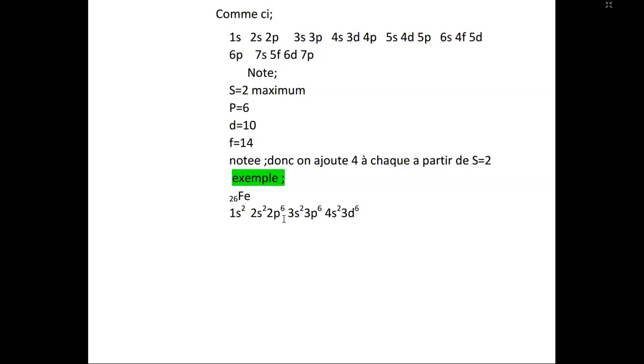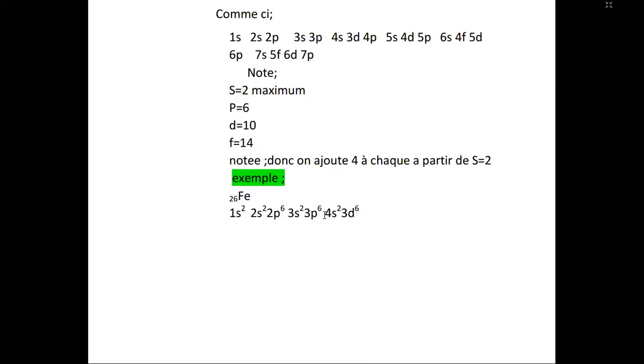Then I continue 3s2, 3p6, 4s2, this whole thing is 10. So 10 plus 10 is 20. And from 20, I'm remaining with 6 electrons. Then after 4s, I'll go to 3d6. Then I'm done. So I said D, its maximum must be 10. It cannot bypass 10, 10 or less. That's its maximum.